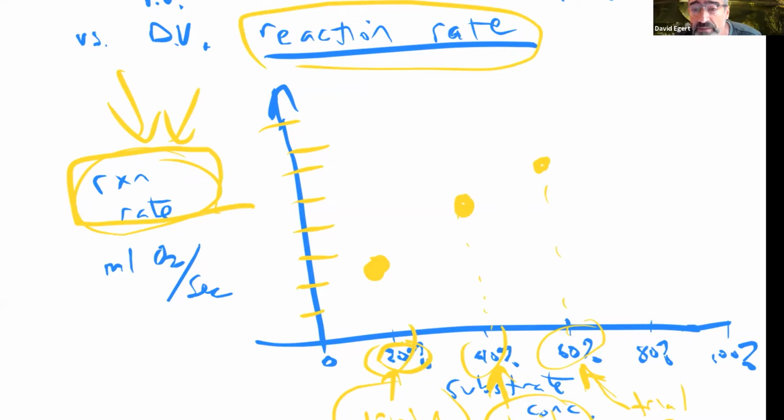So is that making sense? The data that you got on Tuesday is just the first step. It's not your dependent variable yet. So what I'm going to do now is go through step by step and talk about how we need to go about figuring out that reaction rate.